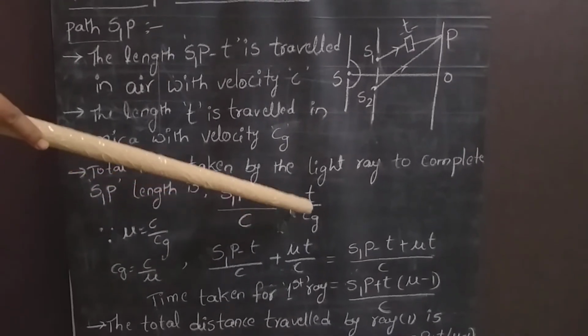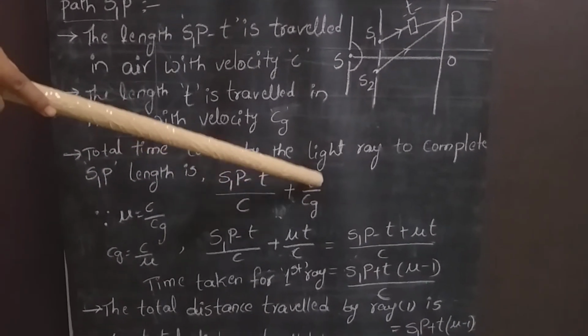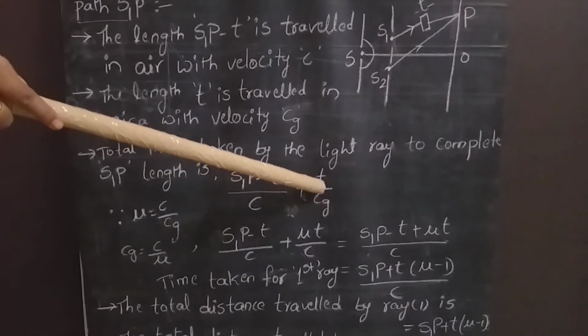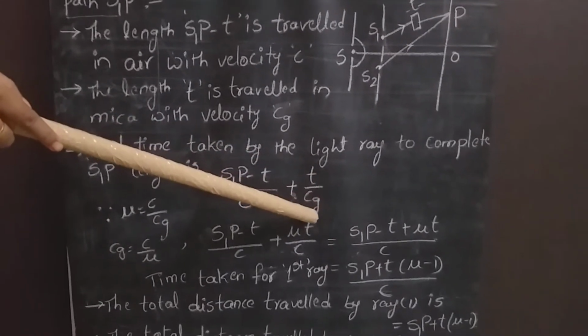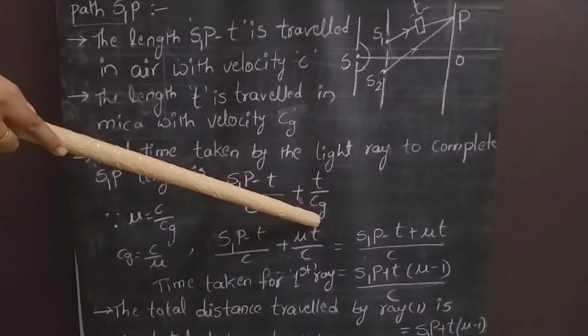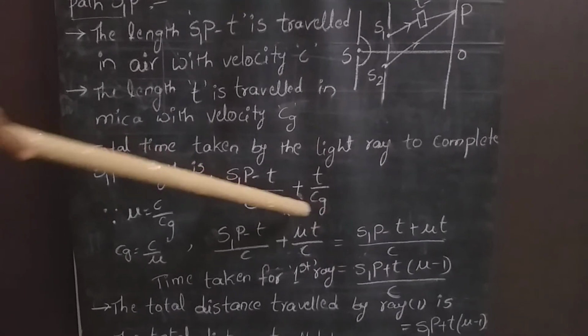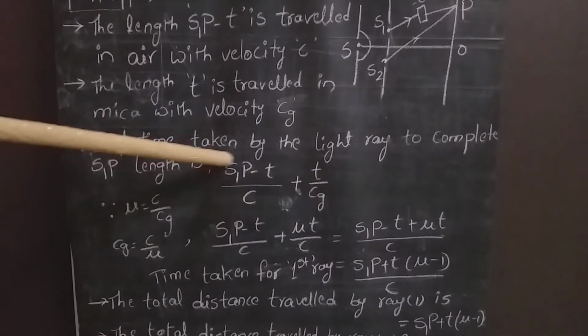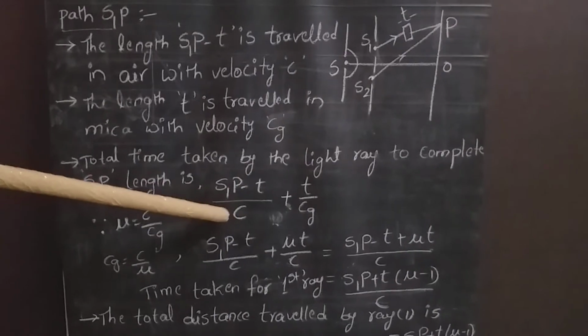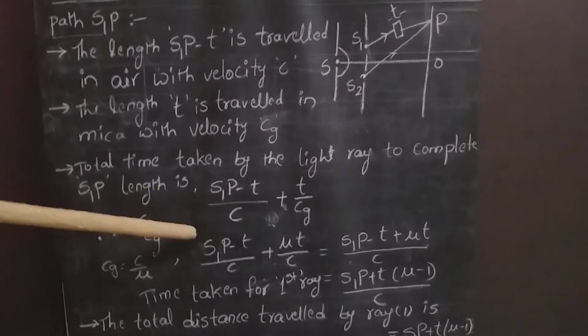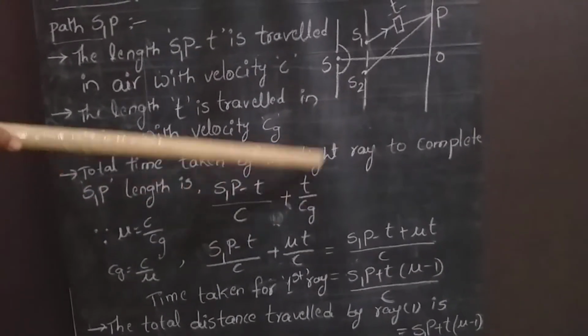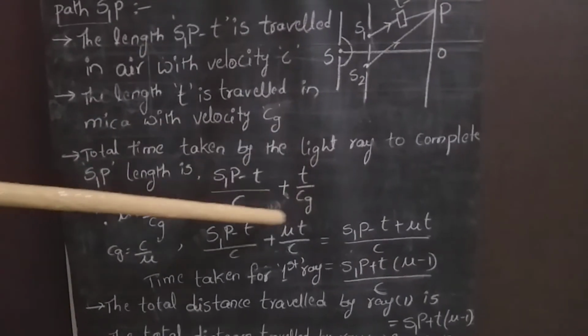Next, with mica sheet thickness T, when the light ray travels through the mica sheet, it has velocity Cg. Therefore, the total time taken by the light ray when it starts at the S1 position and ends up at the P position is this much.